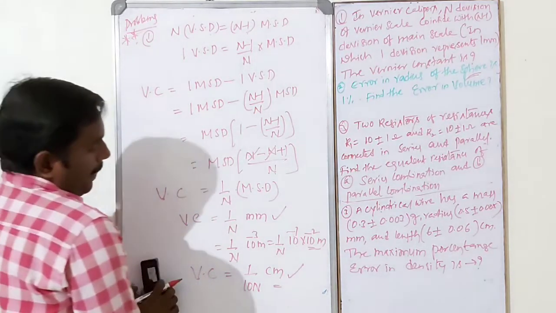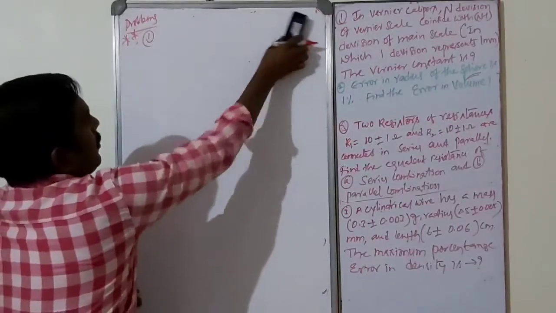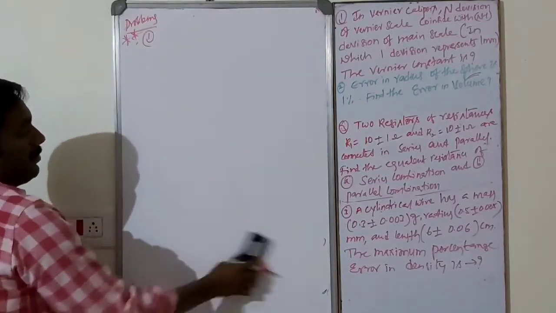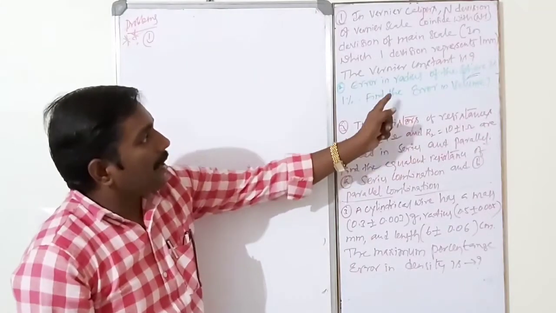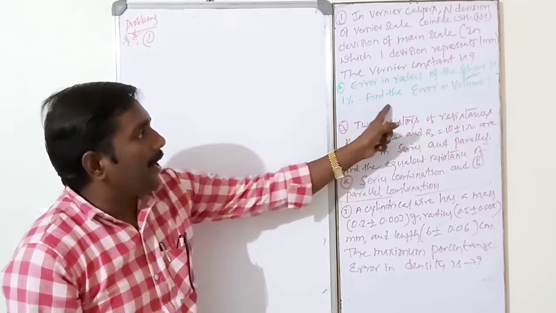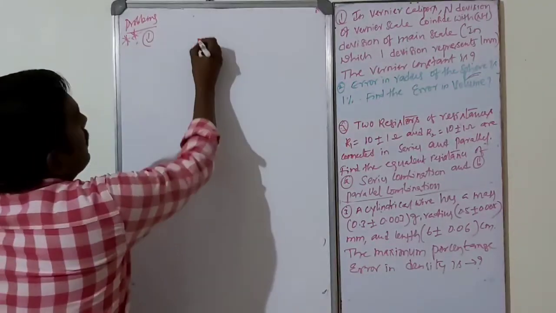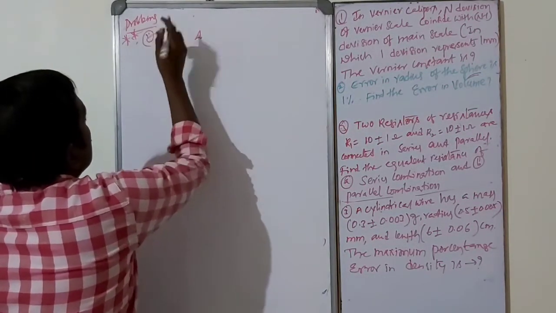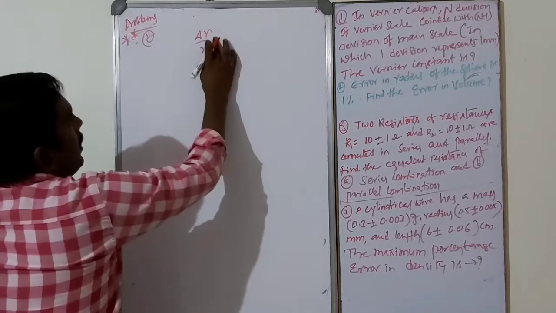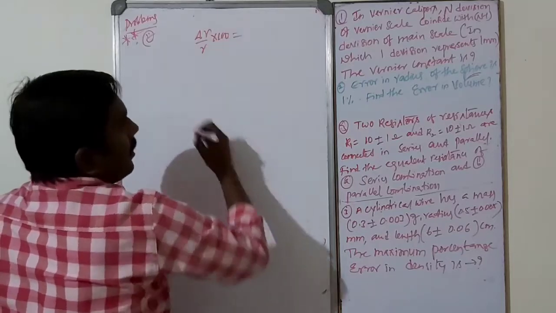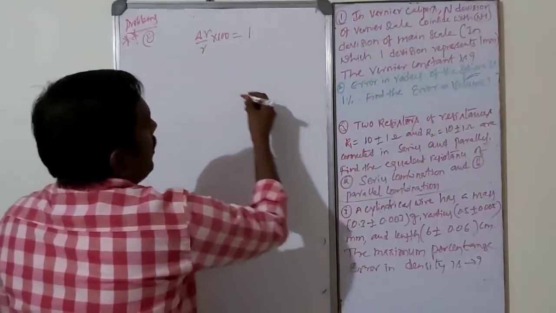Next problem, students. Second one: error in radius of the sphere is 1%. Find the error in volume. Delta R by R into 100 is already given. Error in radius of the sphere is 1%. Find the error in volume.